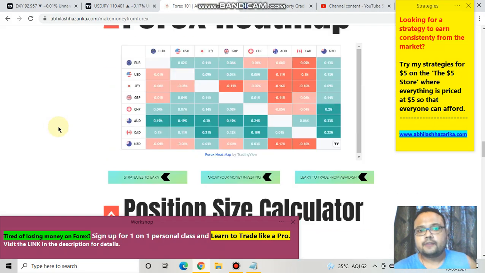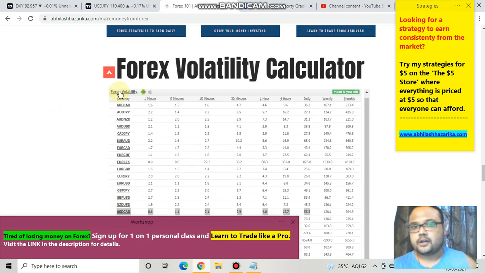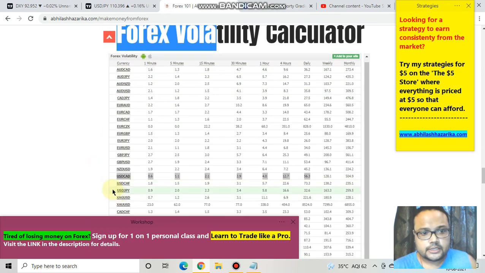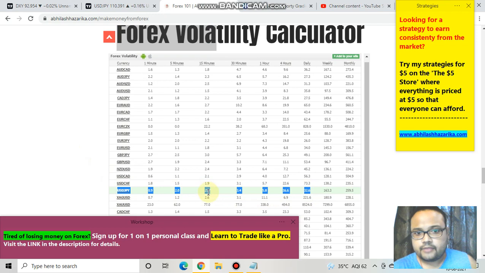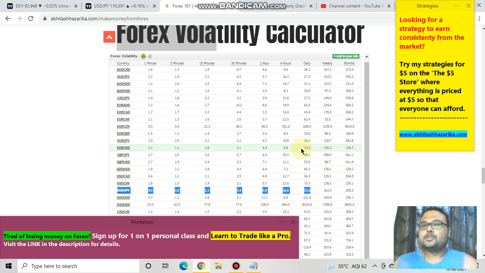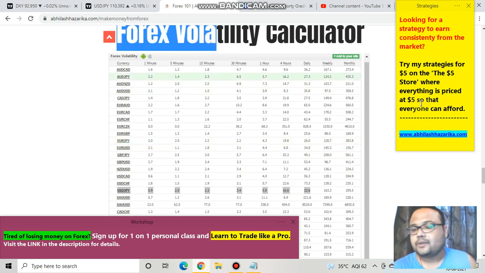And if you go to the Forex volatility calculator here, you can use this calculator just to know how much movement you can expect. So see, this is the USD JPY. You can see in the 15 minutes time frame, you can expect 2.3 pips movement. In the 30 minutes, you can expect a movement of 3.4 pips. In the 1 hour, 5.8 pips. In the 4 hours, 16 pips. So there is not much volatility in the USD JPY right now. This will tell you, after taking a position, how much movement you can expect from a particular currency pair. So this volatility calculator is a very handy tool for traders.